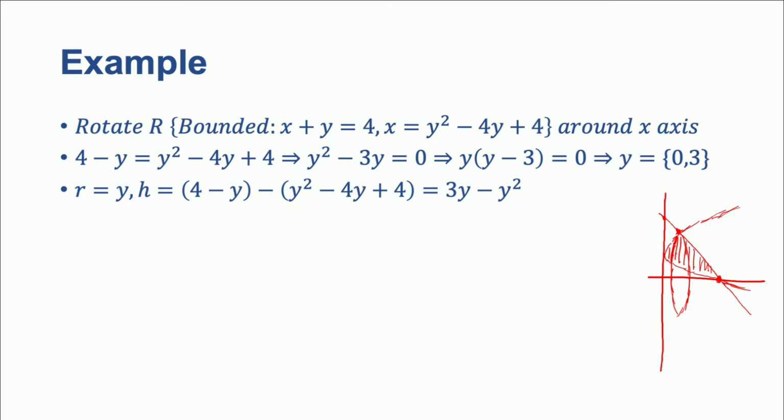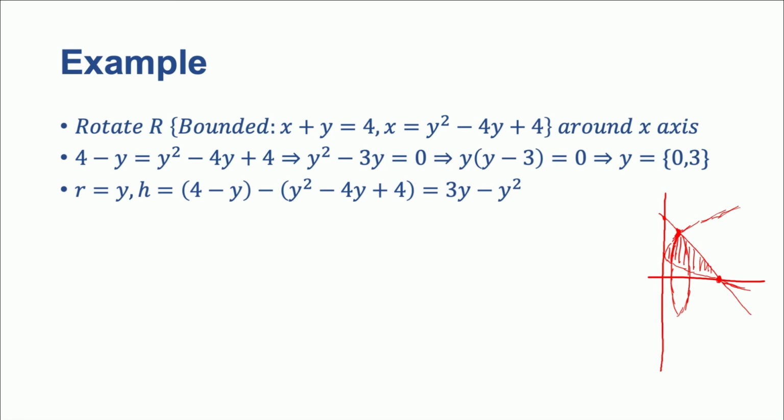Okay, so now we are prepared to take a look at our actual integration. We know that we need to find our r and our h because of our formula. Our r is going to be equal to y. That's what our radius is equal to. Our height is going to be equal to the difference of the functions. We know the linear function is on the top and the quadratic function is on the bottom. So we set the height equal to 4 minus y minus open parenthesis y squared minus 4y plus 4 close parenthesis, and when we do that math out, it turns out to be 3y minus y squared.